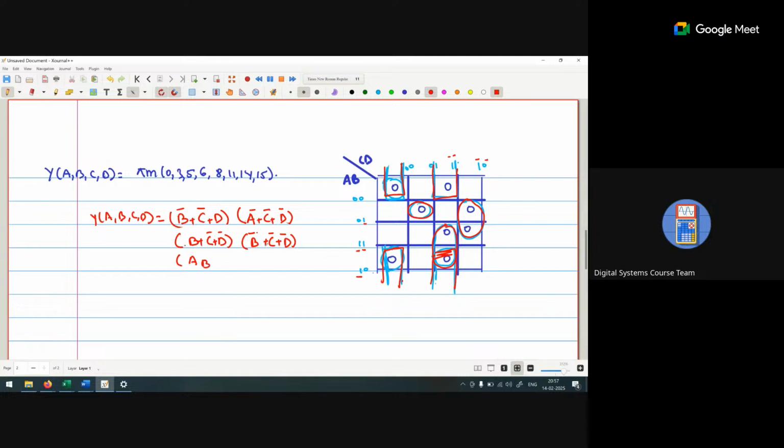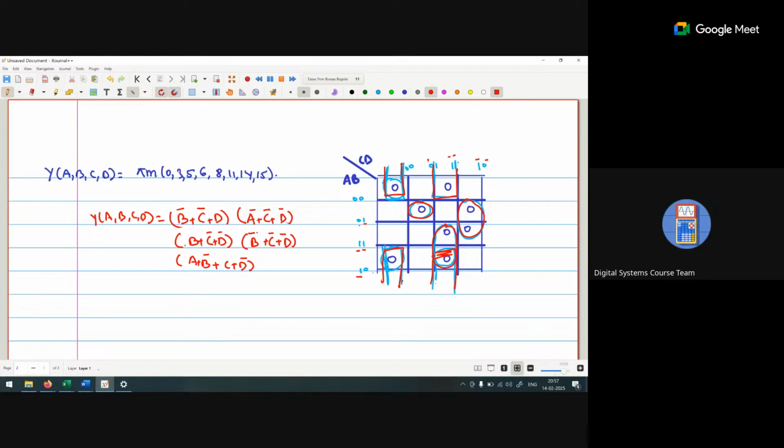A plus B plus C plus D. Single term, so all four variables are available. Now value of A is 0, value of B is 1. Value of C is 0, and D is 1. So these five terms are there.